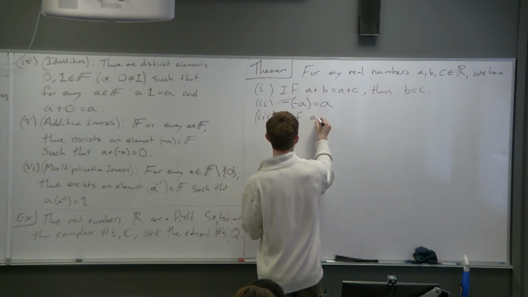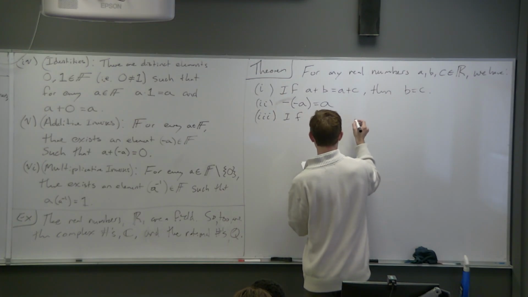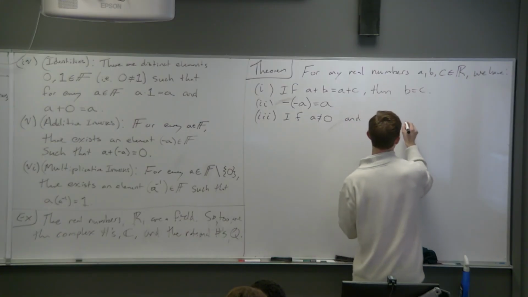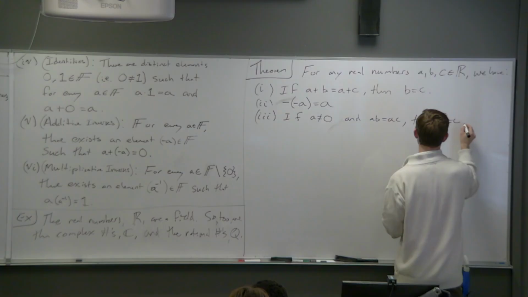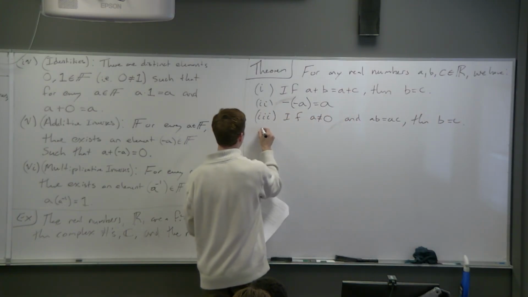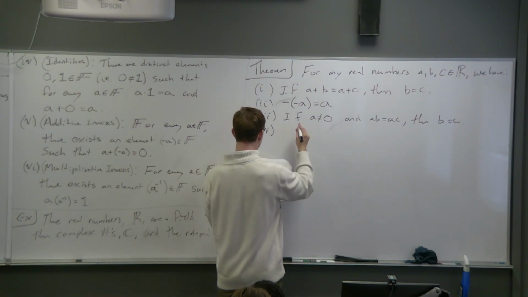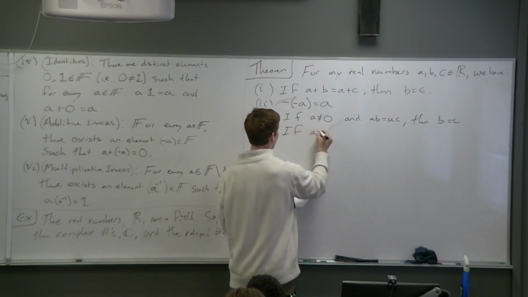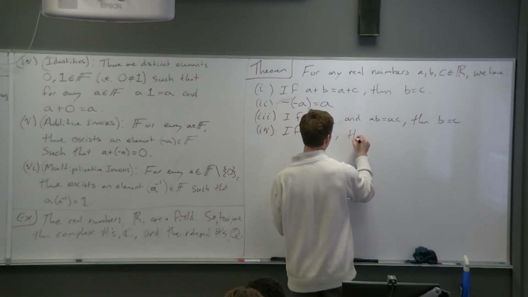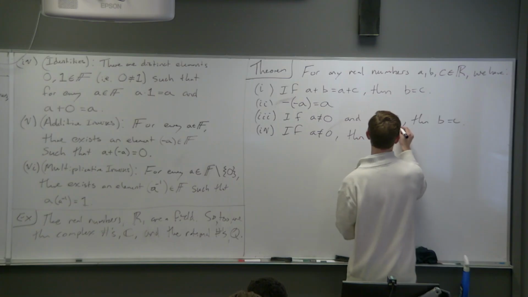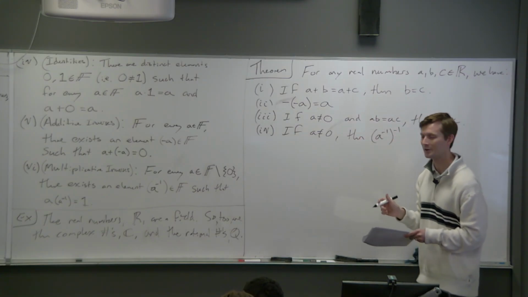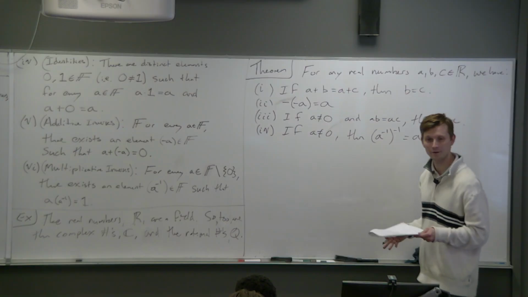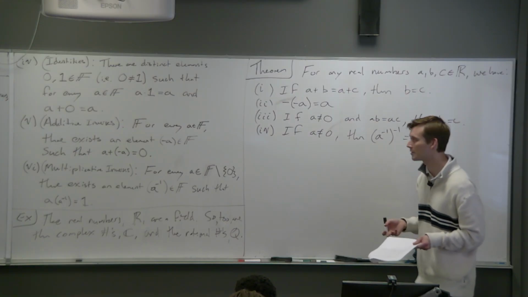3, if a is non-zero and ab equals ac, then b equals c, basically the analog to 1. 4, I keep looking back at the wrong list since they're indexed in the same way. If a is non-zero, then a's multiplicative inverse's multiplicative inverse is just a. Yet again, the counterpart to item 2, but for now, the second operation. Okay.